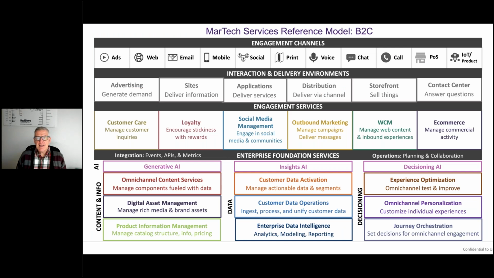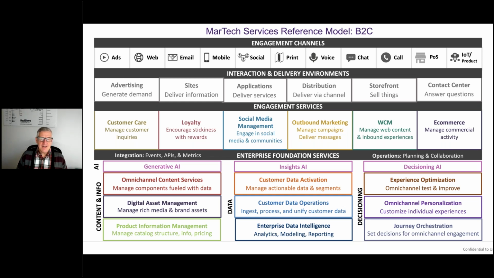Another way of looking at this then is through the MarTech services reference model. Now this is the B2C variant. You can check out our other webinars where we get into the B2B variant, but you probably recognize this layer cake diagram where you have engagement channels at the top, and those of course continue to proliferate. You have interaction and delivery environments where your customers are meeting you in one capacity or another. And then a whole series of engagement services, so that's the first colored row down from the top, where many of us have been investing quite heavily over the past 2 decades.